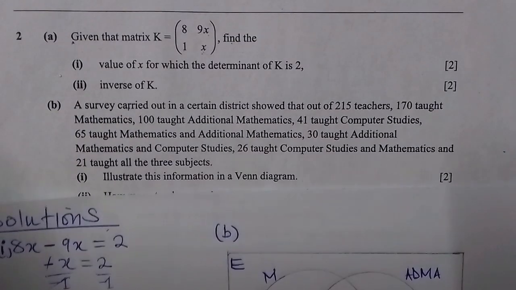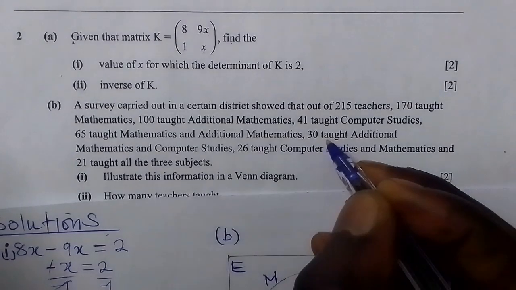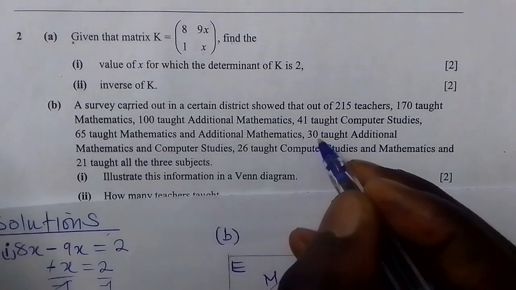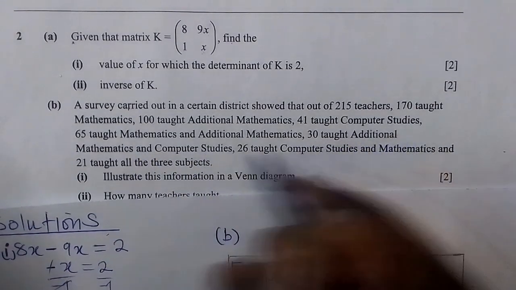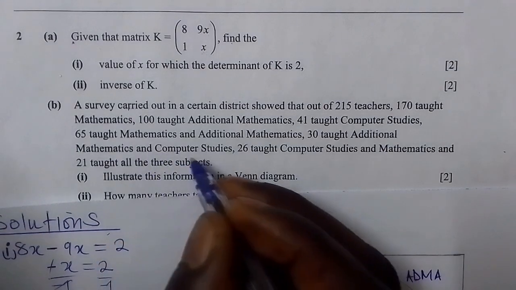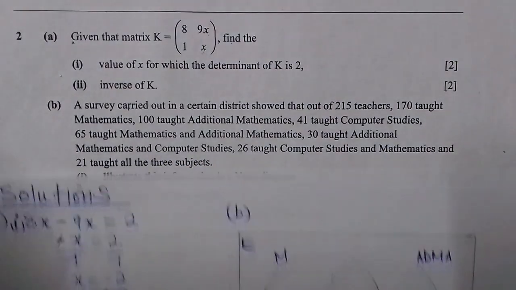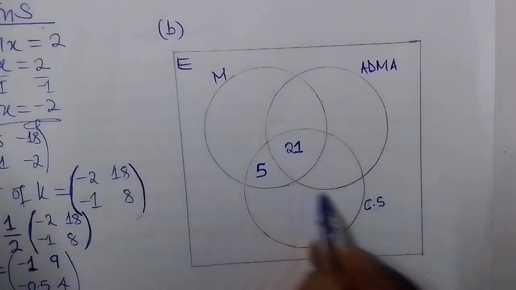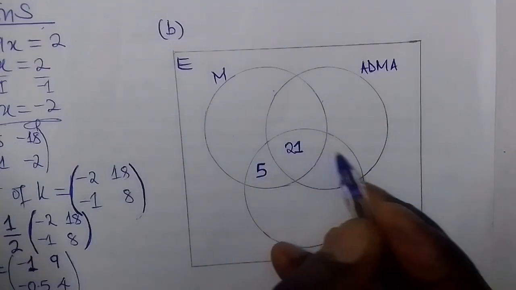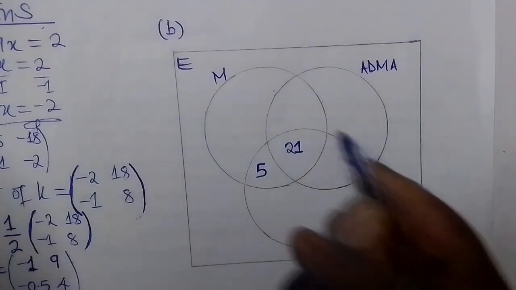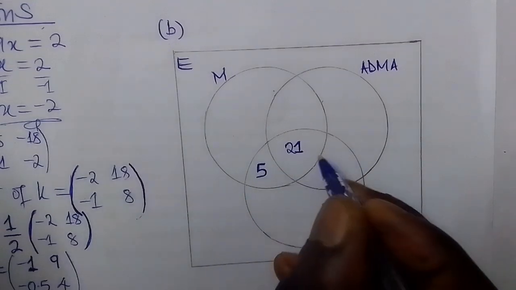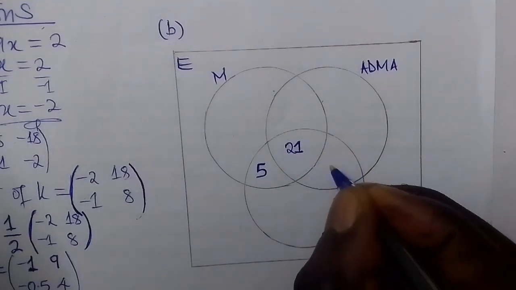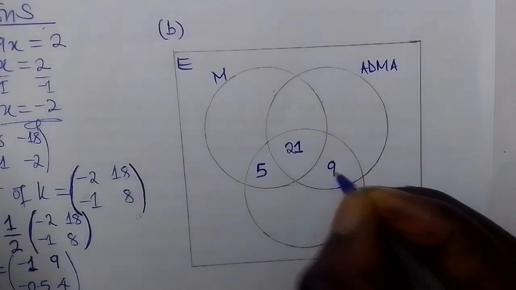Then we go to the intersection of additional mathematics and computer studies. So 30 taught additional mathematics and computer studies. So if 30 taught computer studies and additional mathematics, then already there's 21 here in the intersection. So we subtract 30 take away 21, this gives 9.